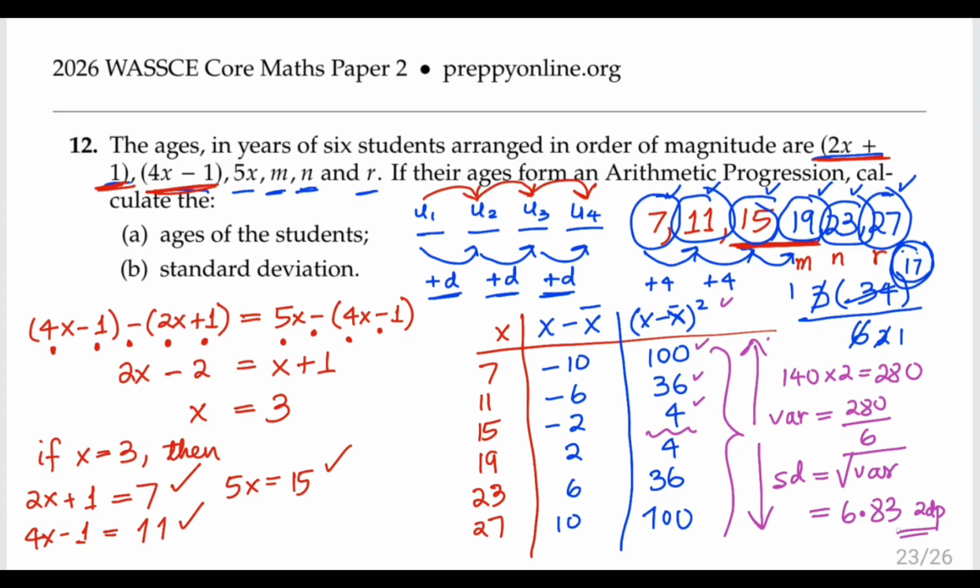Now, the unit of standard deviation in this case is years. Standard deviation always has the same units as the quantity whose standard deviation you're finding. So here, the quantities we are dealing with are ages in years. So the unit of standard deviation is going to be years.